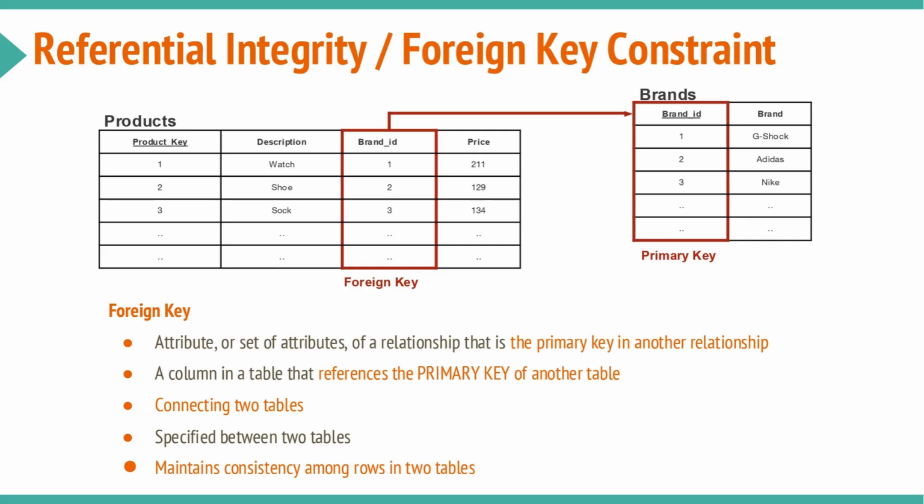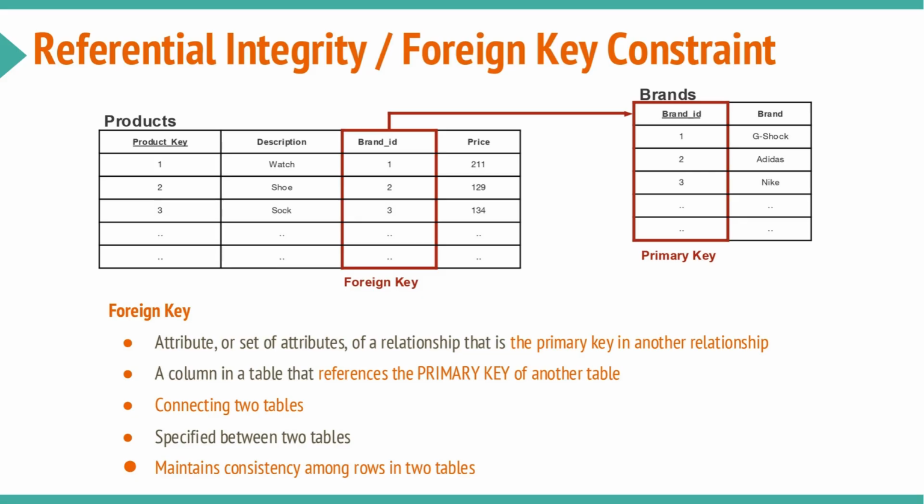Foreign key constraint is how we connect our tables together. Look at the two tables here. We have products and we have brands. In the brands table, brand ID is the primary key. It uniquely identifies each brand. Now look at the products table. It also has a brand ID column. This brand ID in the products table is a foreign key. A foreign key is a column in one table that refers to the primary key in another table. It creates a link, a reference.